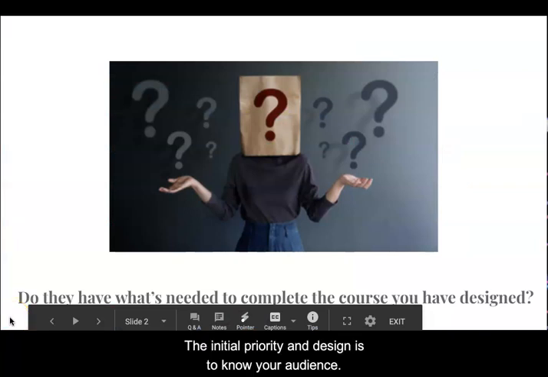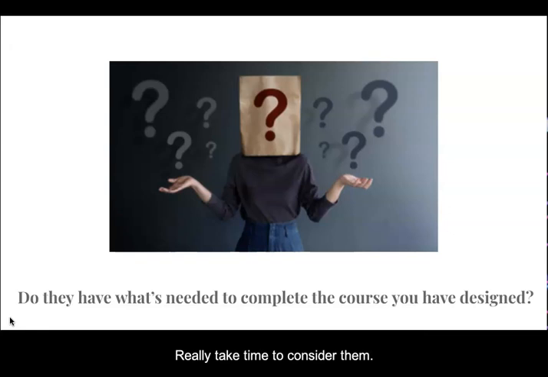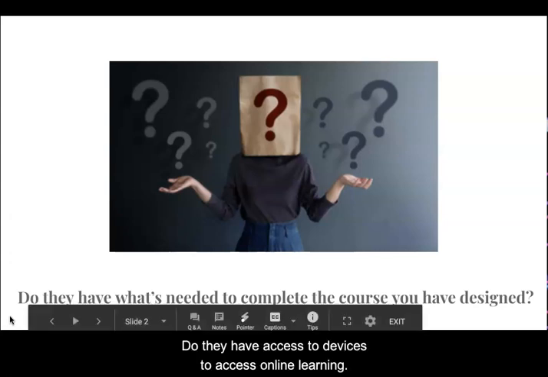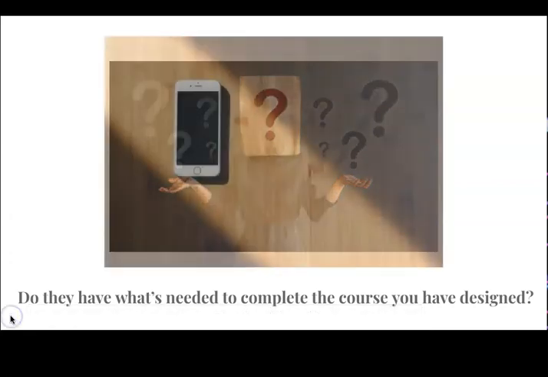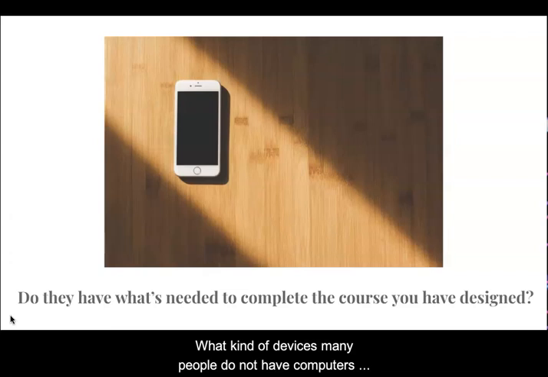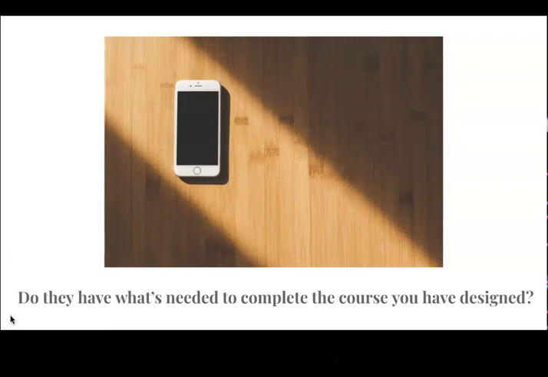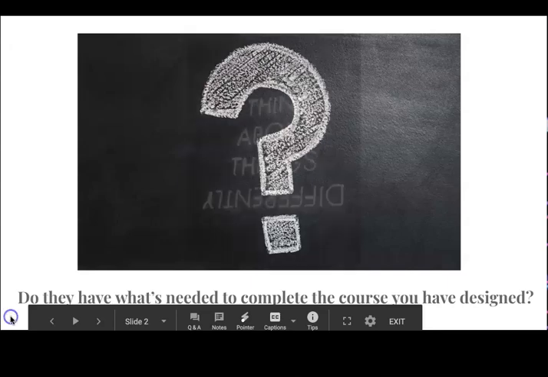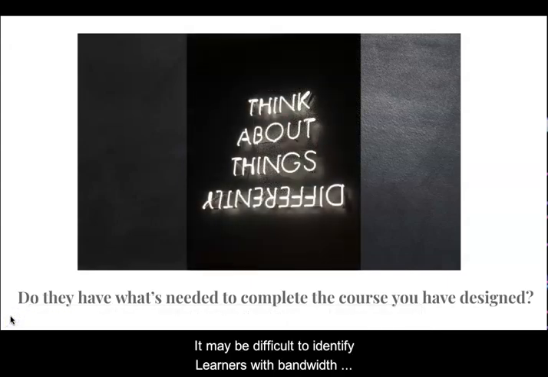The initial priority in design is to know your audience. Really take time to consider them. But even when you take time to really consider who your students are and what their needs are, you can't know everything about them. Therefore, before you start designing your course, consider, do they have access to devices to access online learning? What kind of devices? Many people do not have computers at home and access online courses through only a smartphone. What is their internet access like? Do they have high-speed internet? It may be difficult to identify learners with bandwidth issues, so it is important to design with them in mind anyways.